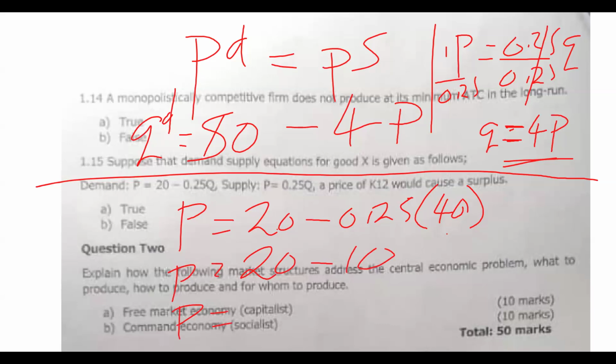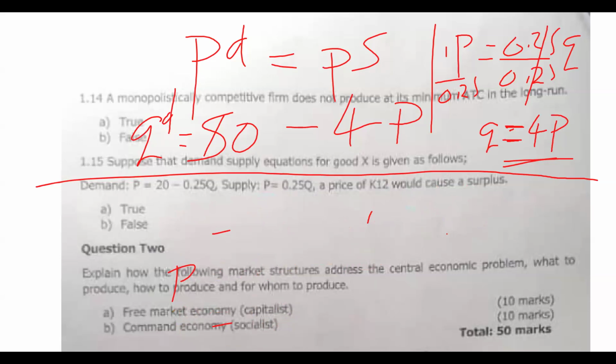Okay, just a minute. 0.25 times 40, that's 10. So the equilibrium price can be 10, right? So the equilibrium price is 10. You can still choose to substitute the quantity into the supply function as well. You'll find the same answer if you want.